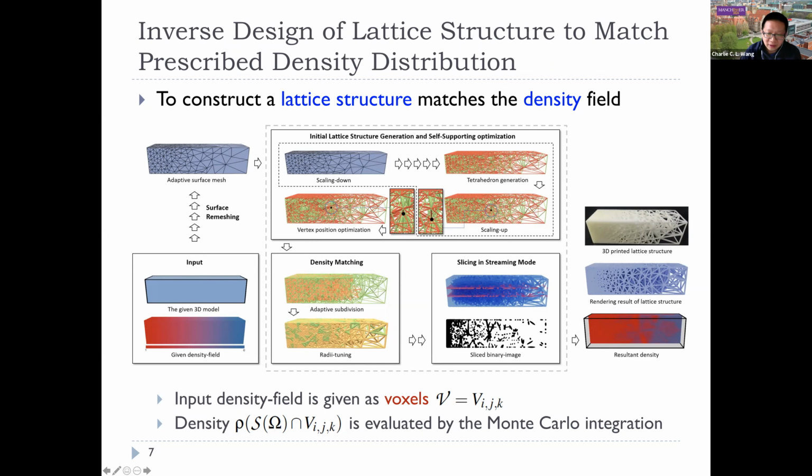As we can see, we further apply the algorithm we developed in this paper to slice this structure in a streaming mode and generate the sliced binary images. At the end, this shows the final printing result. As you can see, the resultant density matches very well with the given required density field.